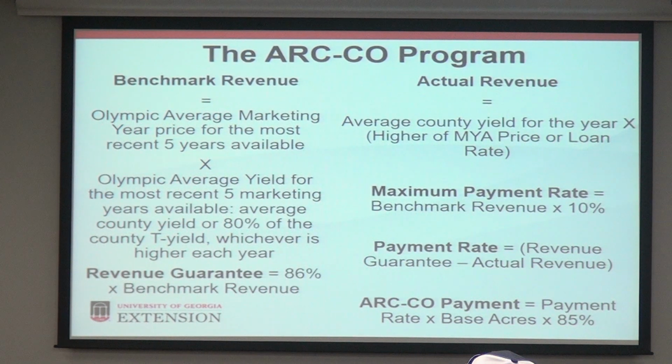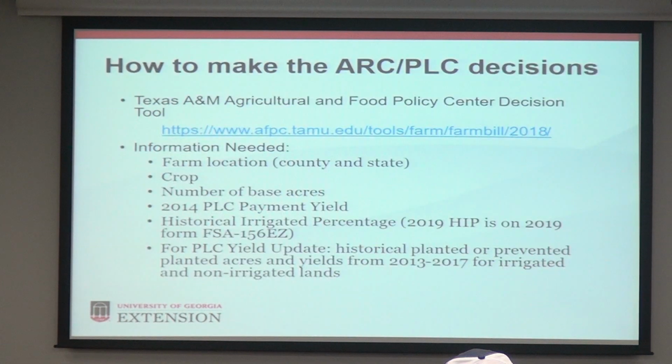So to make your decision between PLC and Ark, you need to be thinking about what your PLC yield is, what your expected county yields are, what your expected marketing year average prices are, what those reference prices are. And so the decision aid that I want to just introduce you to today in terms of making that decision is one that's out of Texas A&M, their Agricultural Food Policy Center. Their decision aid is a web-based system, and I'll kind of run through that with you.